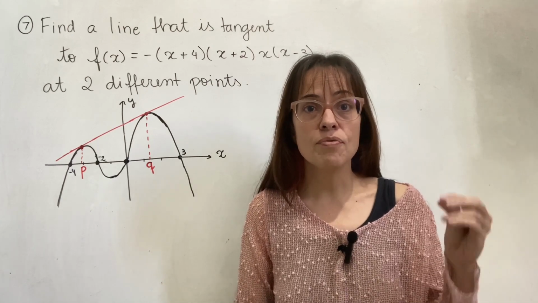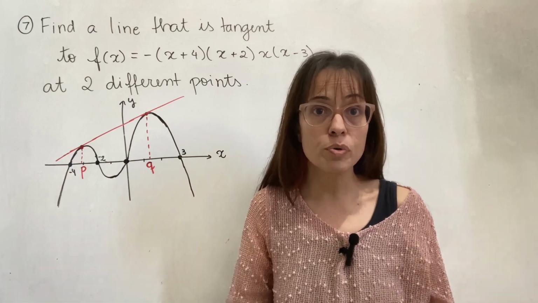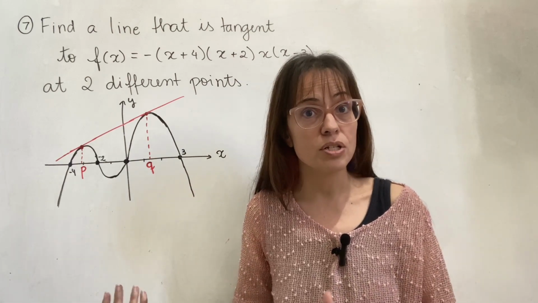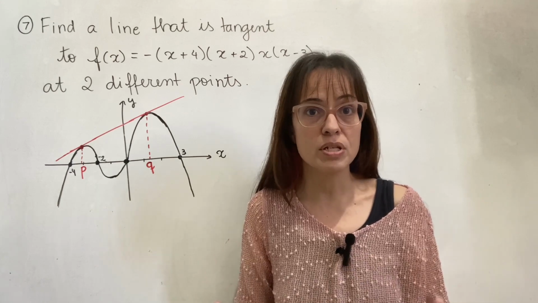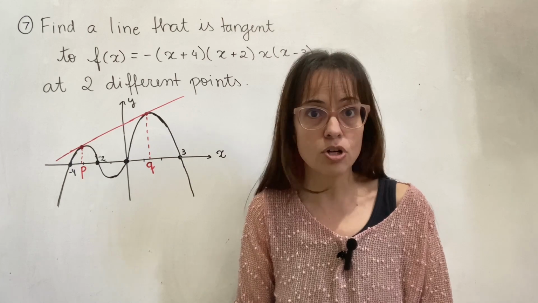Turning points have horizontal tangent lines. This line is not horizontal, but it is tangent. Therefore, it makes no sense to say that P and Q would be the turning points, because they're not.